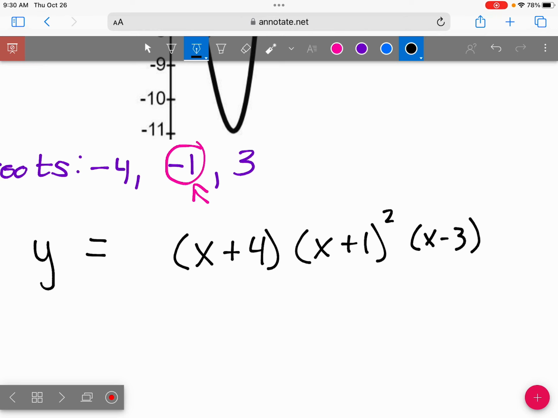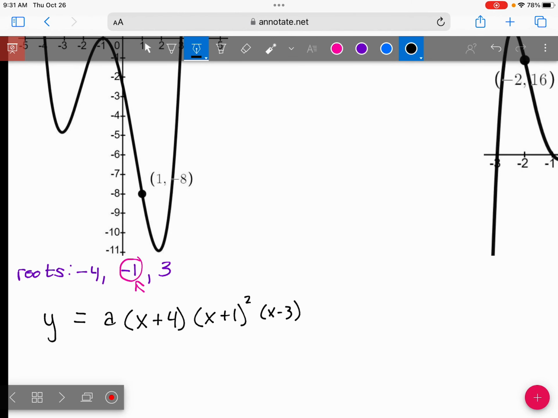Do we know our leading coefficient? Can we make the assumption that it's 1? No. If we don't know it, what do we put? A. It could be 1 because it's positive, but at this point we don't know, and it is bad form to assume.